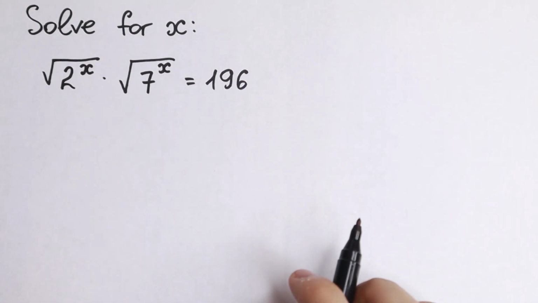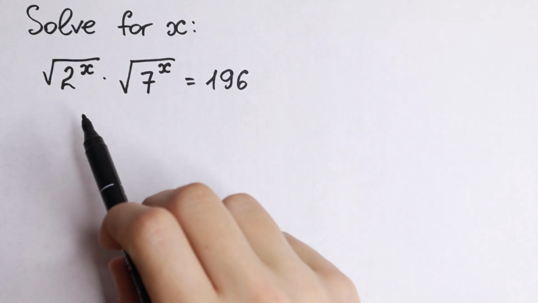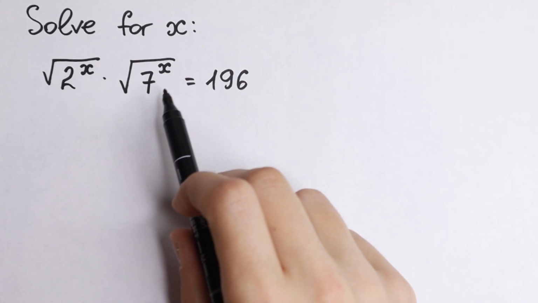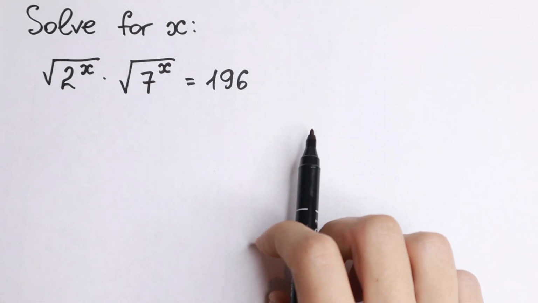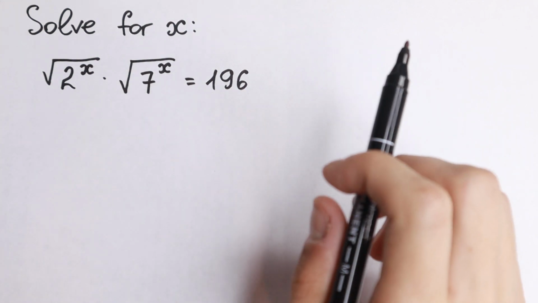Really interesting algebra problem today. We will learn a lot of really good rules right here. We have square root of 2 to the x times root of 7 to the x equal to 196. What we're going to do in our case? Take a look. Right here we'll need a really good rule at first.